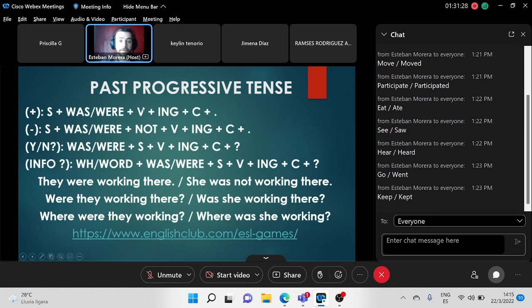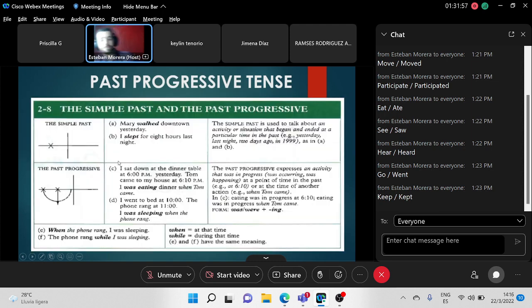Guys, it's important to remember that we use ing at the end of the verb. As you can see, this ing means ando, endo, yendo, right? So it is important to use ing at the end of the verb every time we talk about progressive tenses. Any progressive tense, present progressive, past progressive, future progressive, has ing at the end of the verb. Just so you know. Now, look at this.